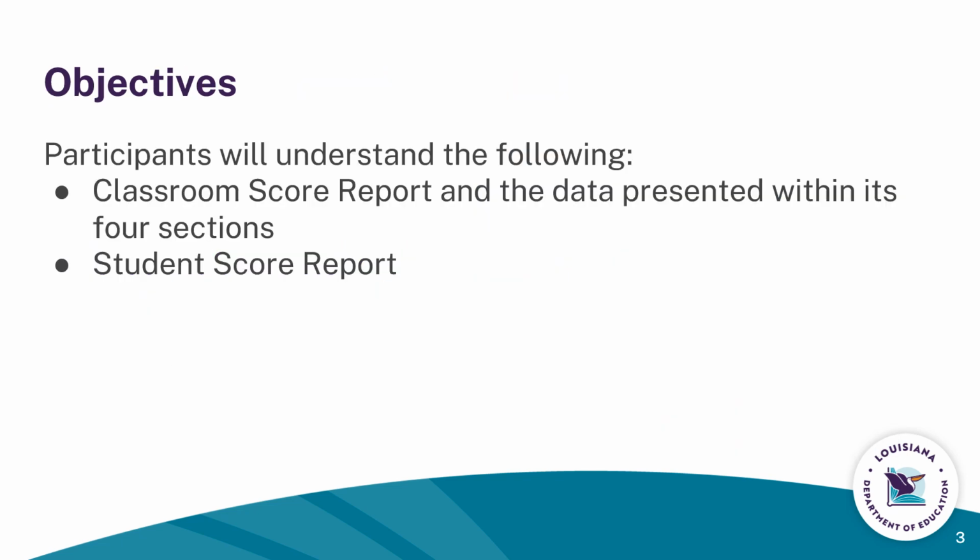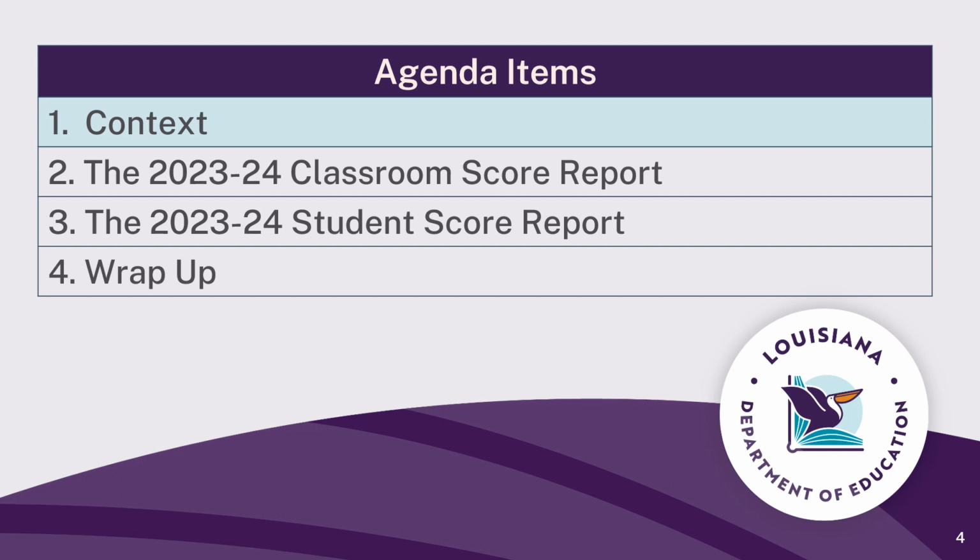For Session 5, the learning objectives are straightforward: to understand the 4 sections of the classroom score report as well as the student report. Let's take a look at our agenda for this session. First, we will briefly review the context of the Innovative Assessment Program, or the IAP, and then move on to the 4 sections of the classroom report. The classroom score report is intended for teachers and meant to help them plan next instructional steps. We will then review the student score report, which is intended for students and parents as well as their caregivers and meant to help them better understand their students' achievement.